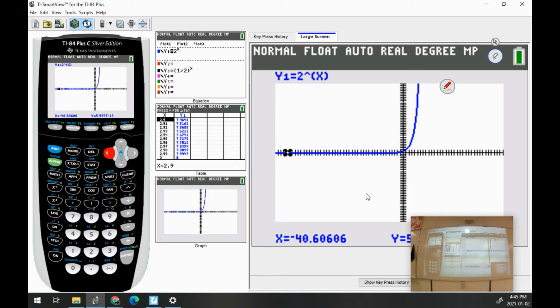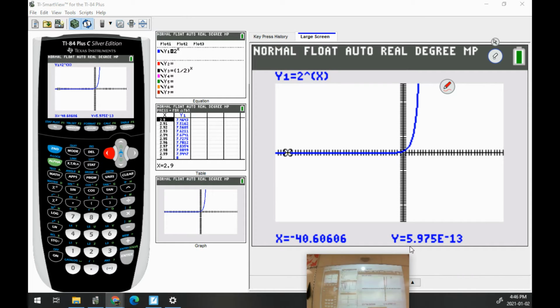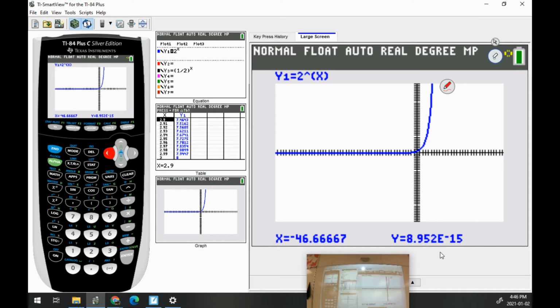I'm out there. I don't know what this is going to do. Get rid of it for a moment. Negative 13. I keep going, and that's at negative 40. If I keep going out to the left, we're getting closer and closer to 0. Never going to get there.